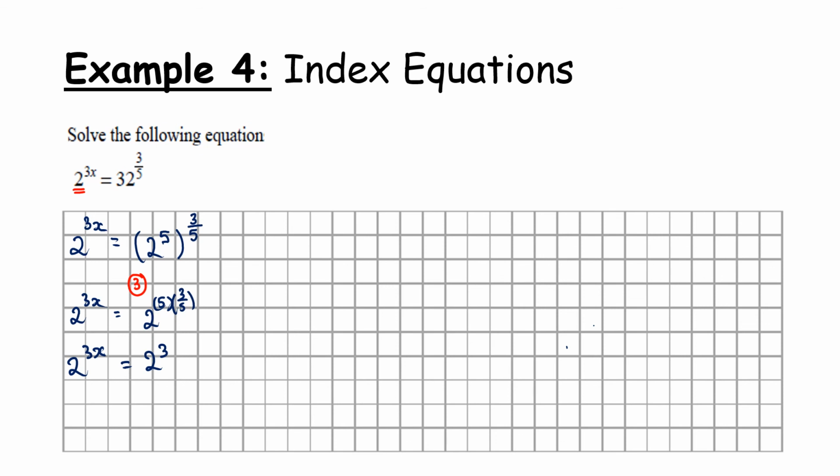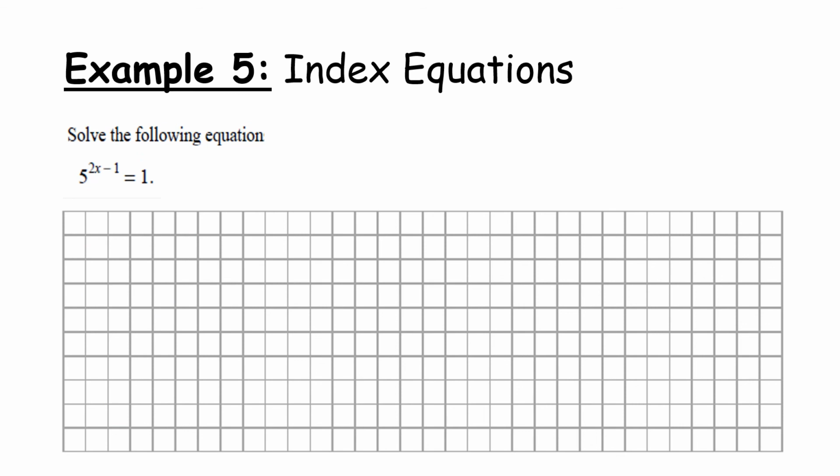Since I've broken this down into having the same base on both sides, what I can do is ignore the base. Because if the base numbers are the same, I can then say that the indices must be the same. Therefore, 3x must equal 3. So I'm looking at this power here must equal this power here. And simplifying that down by dividing both sides by 3, I get x is equal to 1.